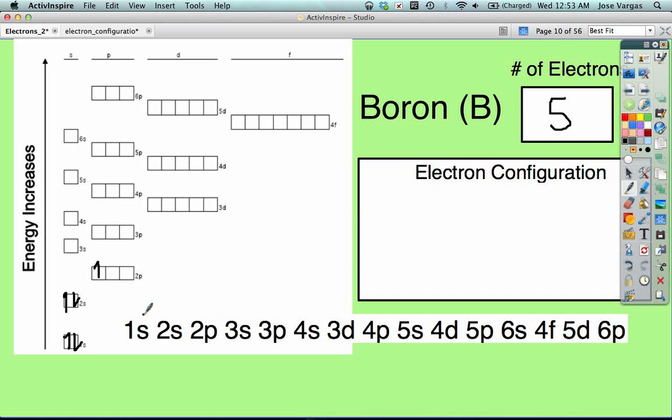1s2. Then we're going to continue with the second S. 2s, and it's full. It can hold a maximum of 2 electrons. 2s2. Then we're going to reach the 2p, and then we're going to stop at 1. 2p1. We stop here. So this one right here is actually the electron configuration for boron.